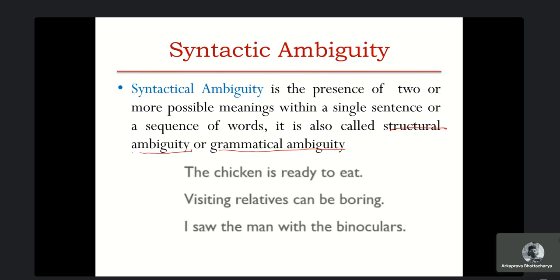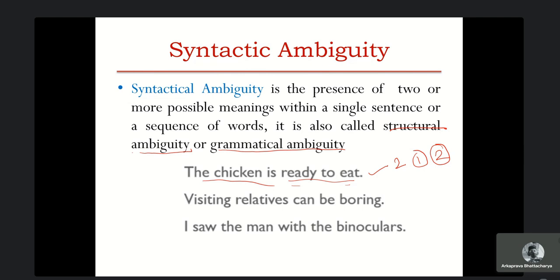If you look into these ambiguities: the chicken is ready to eat, visiting relatives can be boring, I saw the man with the binocular. Looking at the first one, the chicken is ready to eat, there could be two different interpretations. So this is an ambiguous sentence. That is, the chicken is cooked and ready to eat could be one. And you might have given some food to the chicken and it is ready to eat. That could be the second interpretation, right?